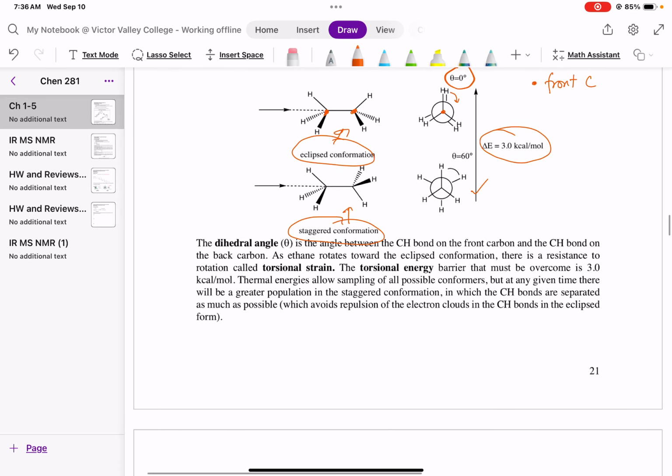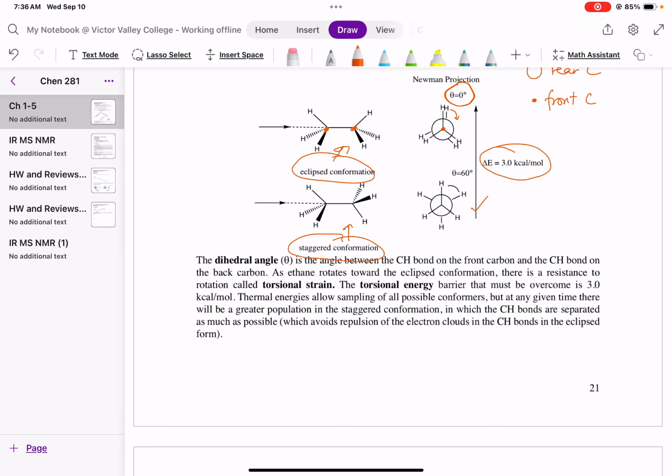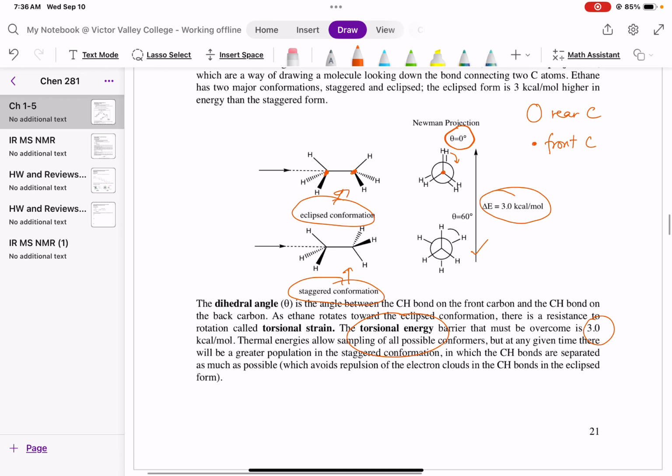And that rotation is known as torsional, from torque. To rotate something, that's torsional energy. And that's 3 kilocal per mole. You don't have to memorize those numbers, but we need to know the eclipsed conformation is higher energy than this one. High energy, low energy means more stable.